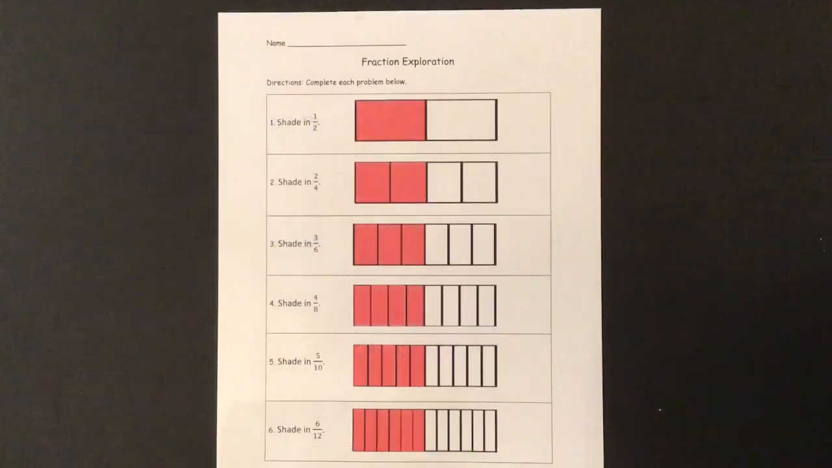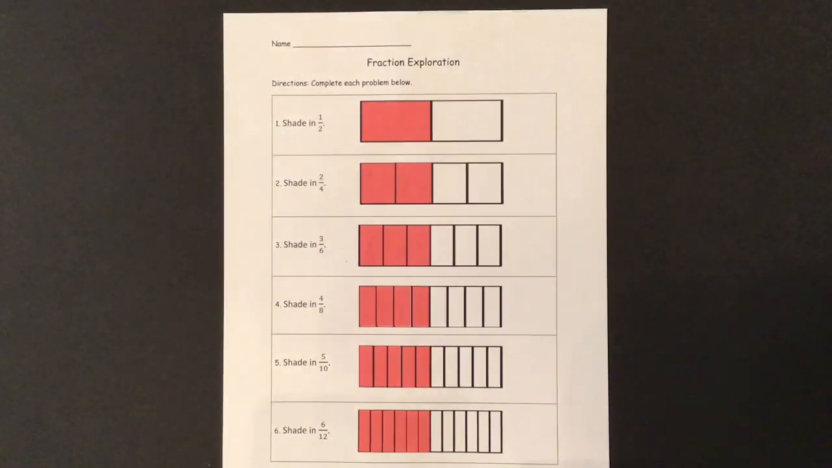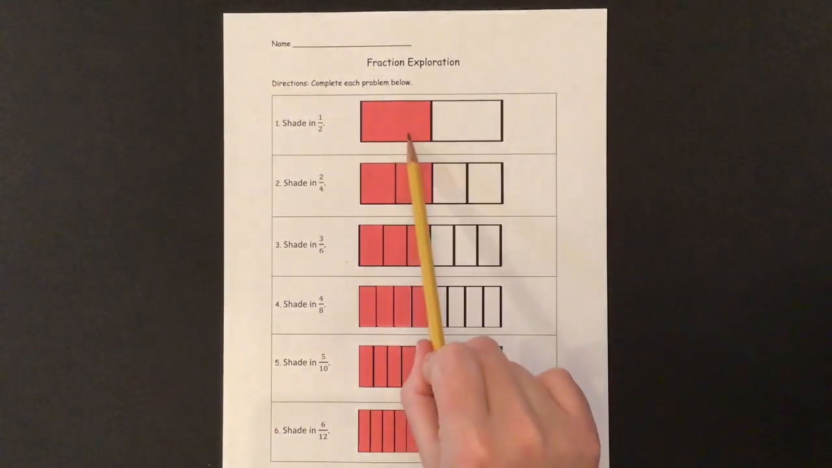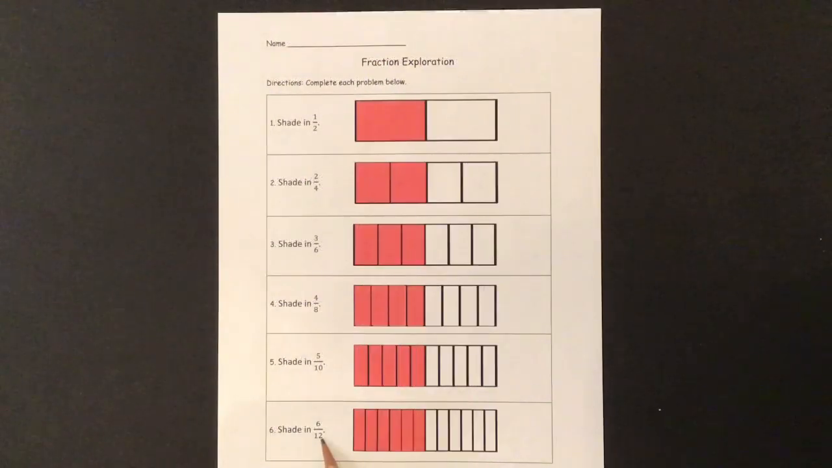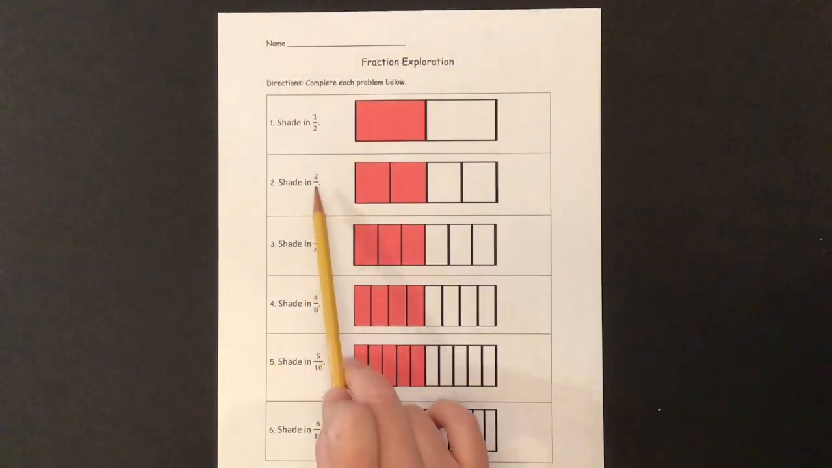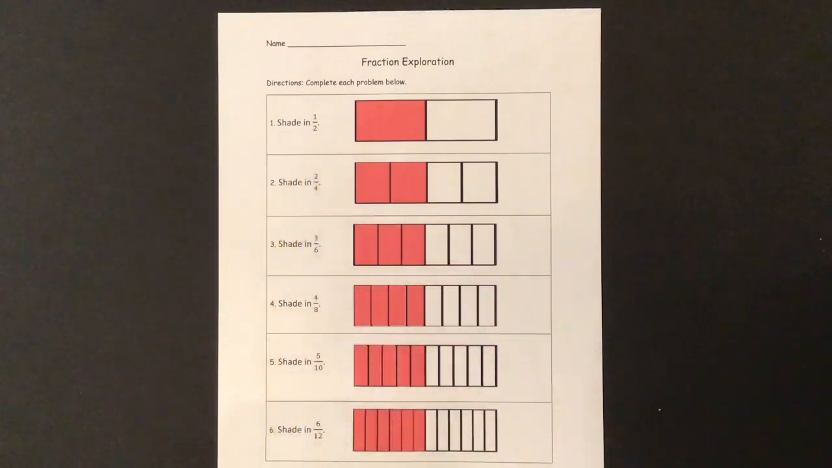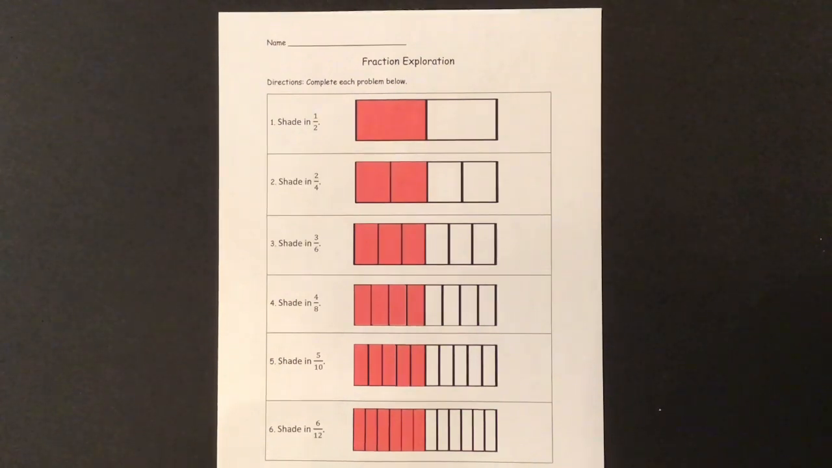Let's look at the fraction exploration you did earlier. On the first page, you shaded in 1/2, then 2/4, 3/6, 4/8, 5/10, and 6/12. Even though these are all different fractions, they show the same amount. Equivalent fractions are just two different fractions that describe the same amount.